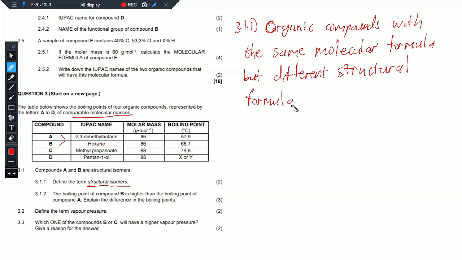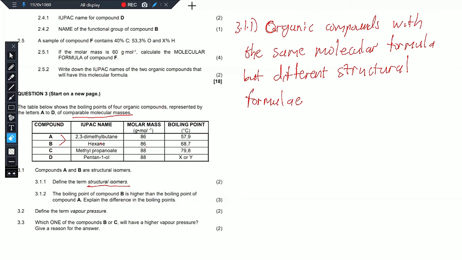So we are not being specific about the difference in the structural formulae. So we know that the difference in the structural formulae can be in terms of the chain, the position of the functional group, or the functional groups themselves. Then, okay, 3.1.2 says the boiling point of compound B is higher than the boiling point of compound A. Explain the difference in boiling points.